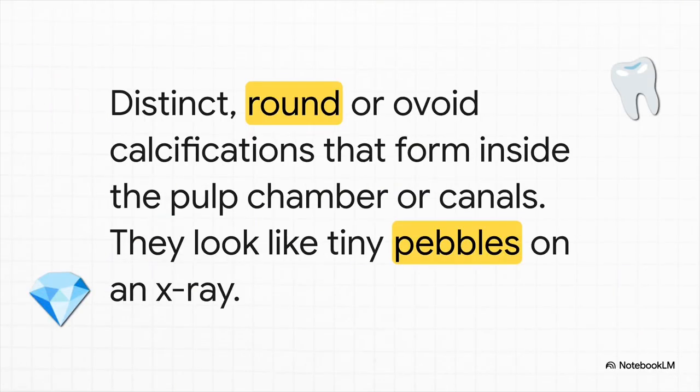And finally, in this little section, we have pulp stones. They are pretty much exactly what they sound like, tiny, round calcifications that form inside the pulp. On an X-ray, they look just like little pebbles. They don't really cause any problems or need treatment, but they're just another part of that tooth's hidden story.